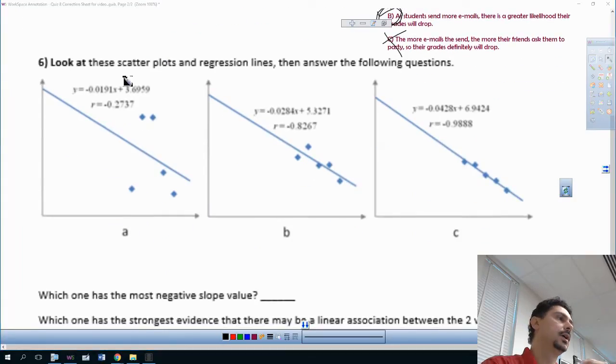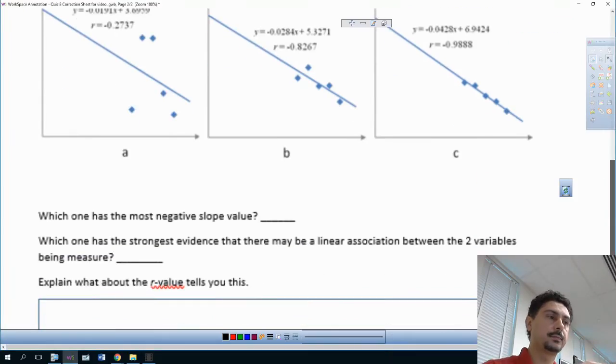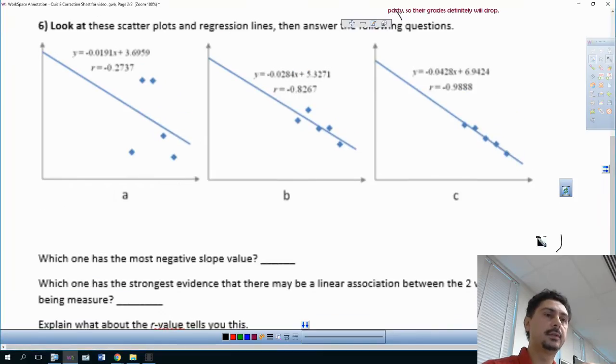6. Look at these scatter plots and regression lines and answer the following questions. Which one has the most negative slope value? Most negative means on a number line, here's 0, here's -1, here's +1. Most negative are the ones that are going in that direction. And that means you need to know your decimals.